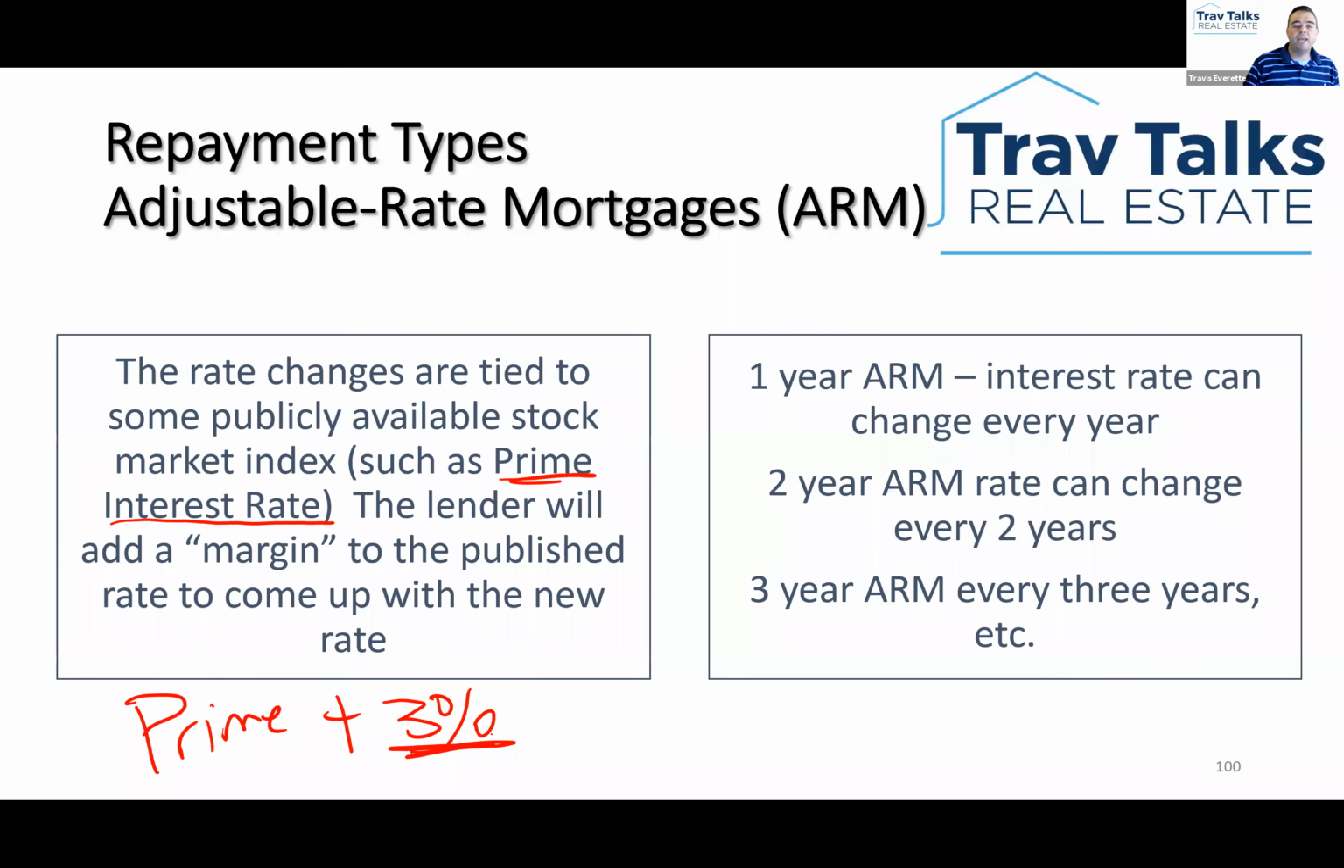When you see an adjustable rate loan, the 1 year, 2 year, 3 year, 5 year arms, what those refer to is how often the rates can change, how often the rates can adjust. If somebody has a 3 year arm, how long do they get to keep the teaser rate, folks? 3 years.